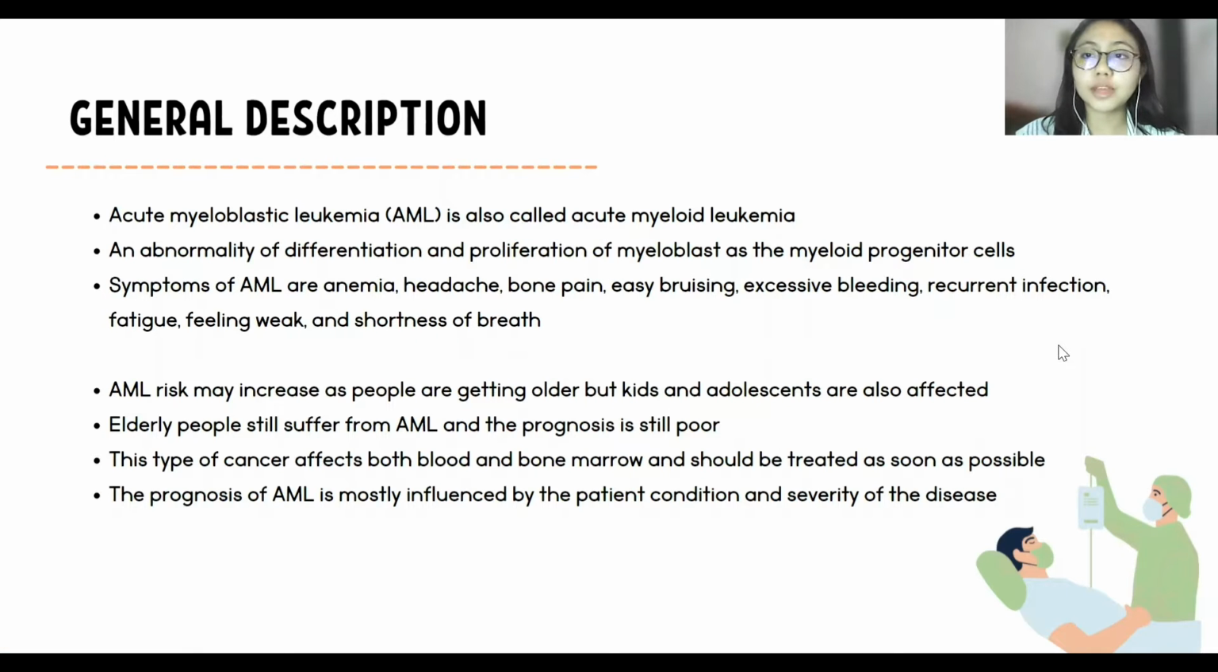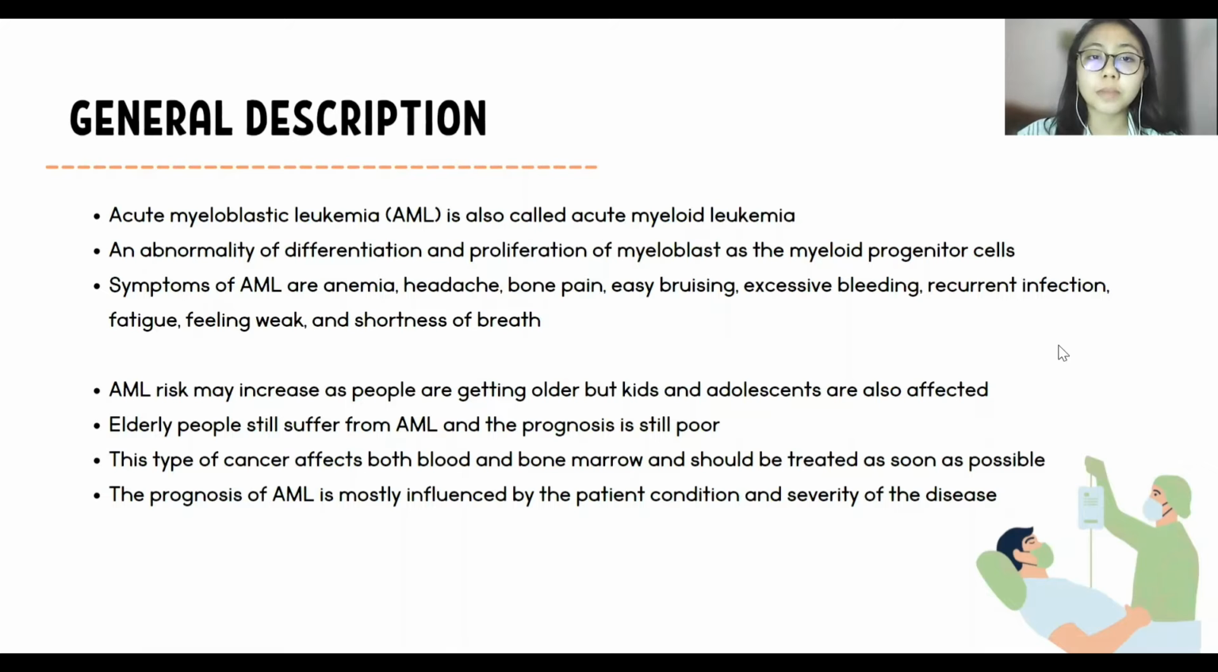My name is Iswari, with the last 3-digit student number 118. Today I would like to explain about the general description of acute myeloblastic leukemia or AML. Acute myeloblastic leukemia or acute myeloid leukemia is an abnormality of differentiation and proliferation of myeloblasts as the myeloid progenitor cells. The abnormality found in bone marrow and peripheral blood causes bone marrow failure and erythropoiesis problems.